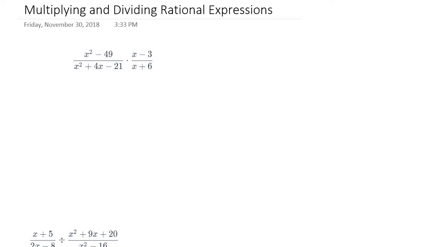So in this new video, I want to show you how to multiply and divide rational expressions. Here is the first example. To divide rational expressions or multiply rational expressions, your first step is to factor. You must always factor. That's your step number one.